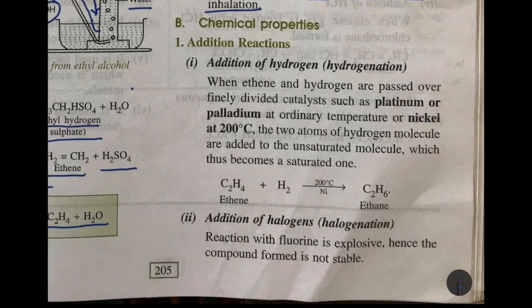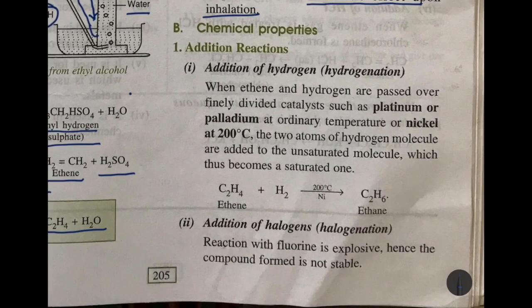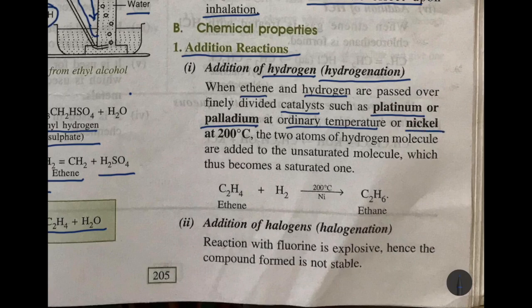Now moving on to the chemical properties. First, we have the addition reaction: addition of hydrogen. When hydrogen is added, it is known as hydrogenation. When ethene and hydrogen are passed over finely divided catalyst, this is a catalytic reaction. So what are the catalysts used? Either platinum or palladium. When you use platinum and palladium, you use the ordinary temperature. And if you use nickel, then the temperature must be raised to 200 degrees Celsius.